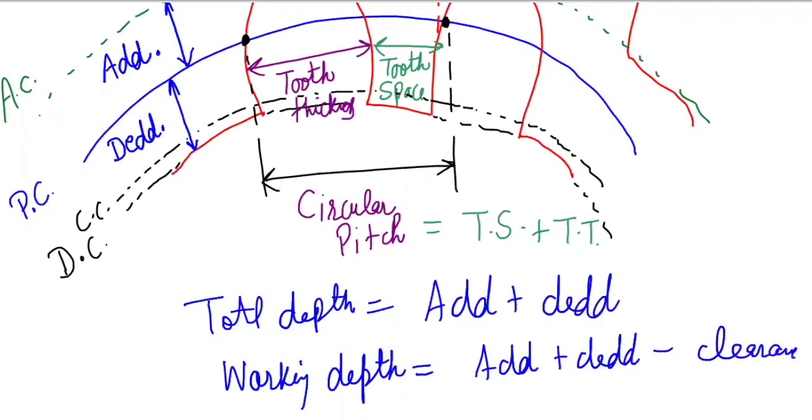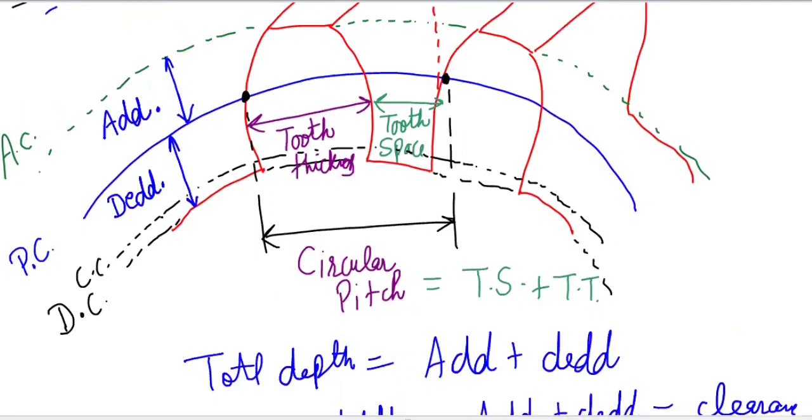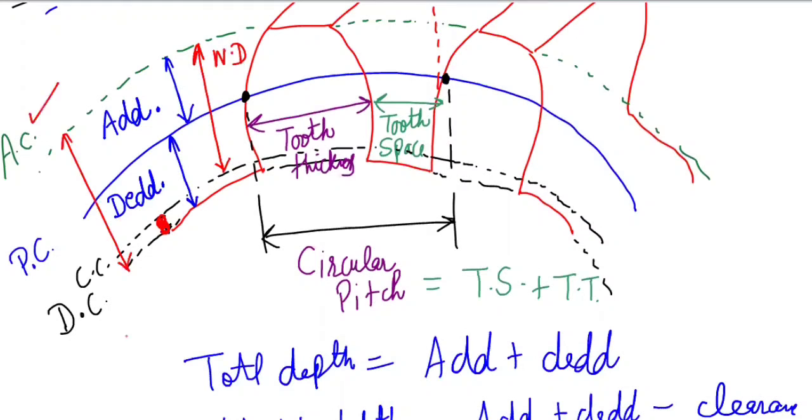Okay, actually. So where is clearance? Let me show you where is clearance. This vertical distance is clearance actually. So let me show you, this red part is the clearance. So this vertical distance becomes actually what? Working depth. And what is the total depth? This is the total depth from top to bottom. From addendum circle to the dedendum circle, vertical distance is the total depth. And if we subtract the clearance distance vertical, then it becomes working depth.